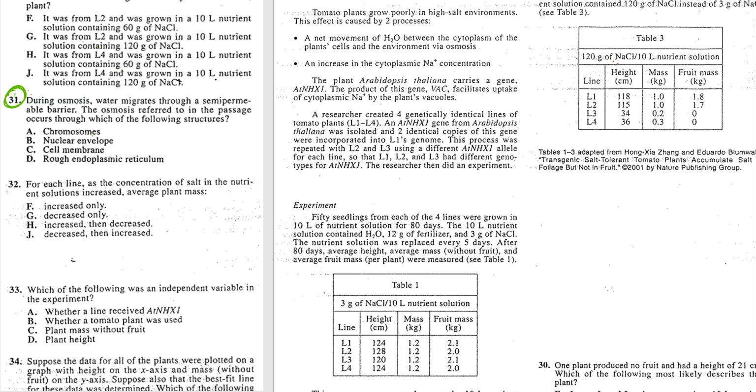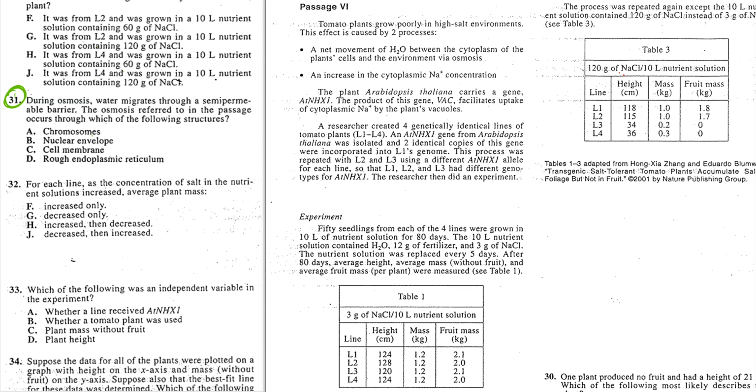If we go to the passage here, it says tomato plants grow poorly in high salt environments. This effect is caused by 2 processes: a net movement of H2O, which is water, and that matches water here, between the cytoplasm of the plant cells and the environment via osmosis. And even if you read the rest of the passage, there's no other mention of osmosis. So it's not talking about it, it says it's cytoplasm.